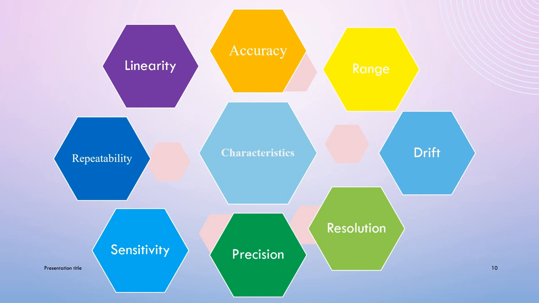And the next one is the range. Every sensor has a range in which it works with an acceptable error. If the input is not in range, then the output is unpredictable.